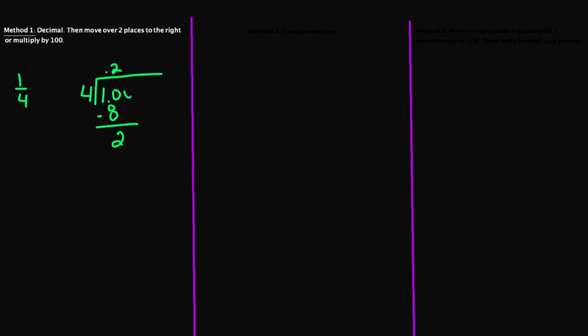I'm going to bring down my 0. 4 goes into 20 5 times. 4 times 5 is 20. 20 minus 20 is going to equal 0. So as a decimal, we have 0.25.